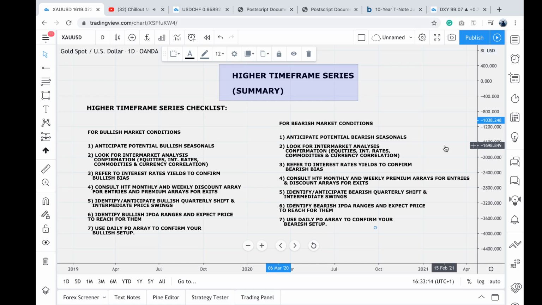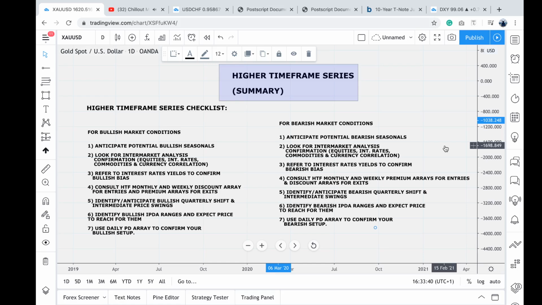We're looking for an intermediate-term swing low to be formed or be forming. Now, in a bearish market condition, if you're expecting the market to go bearish, you're looking for a long-term swing high to be forming, or to be formed. Or you might look for an intermediate-term swing high to be forming, or to be formed.